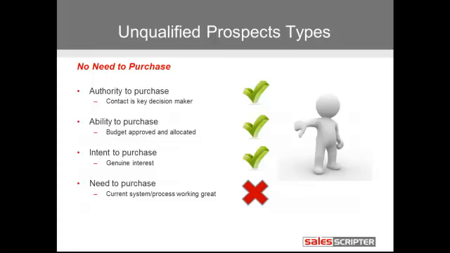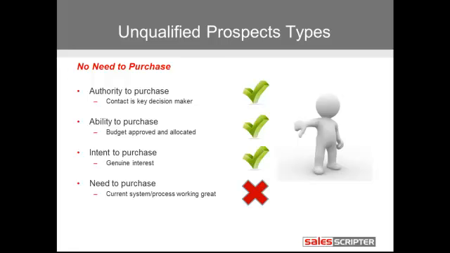So let's talk about some examples of common unqualified prospects that you can run into. We'll go through four types, and this is the no need to purchase. So you're dealing with someone who has the authority to purchase. You're dealing with the VP of a department. They have the ability to purchase. Money is available and allocated to this area. They intend to purchase. Their intent with you is genuine. They're not talking to anybody else. You're the only company they're talking to.